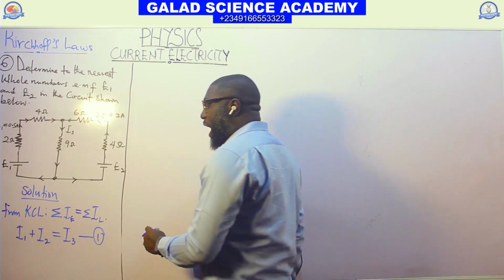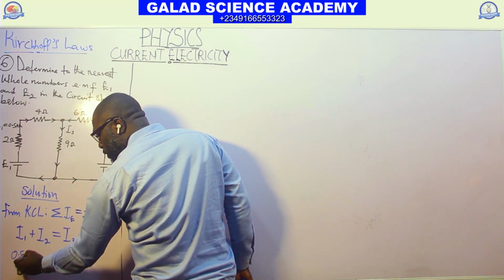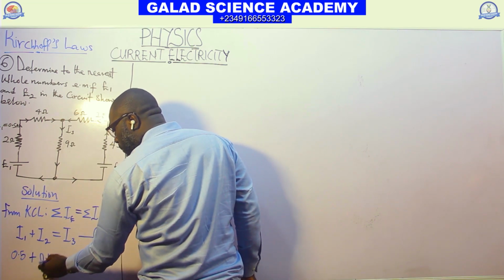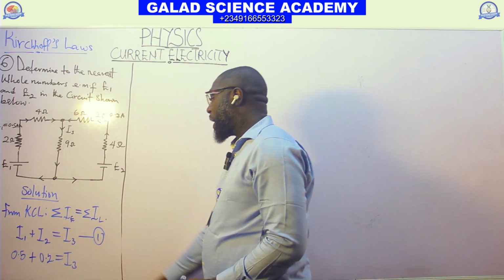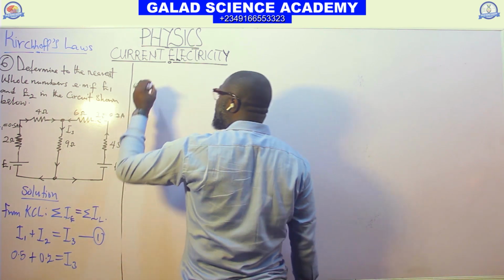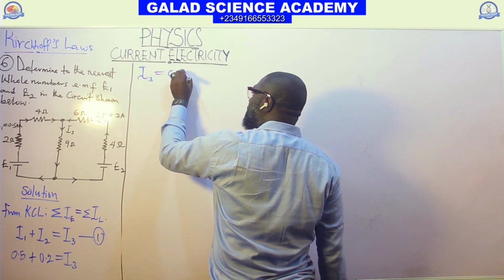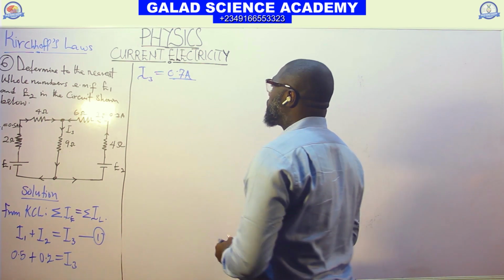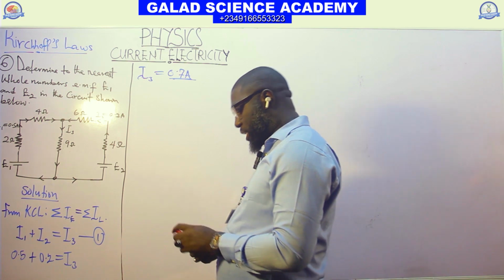But don't forget, we are given that I1 is 0.5, and I2 is 0.2, equal to I3. By summing the two together, we now have I3 as 0.7 ampere. That is the current I3.